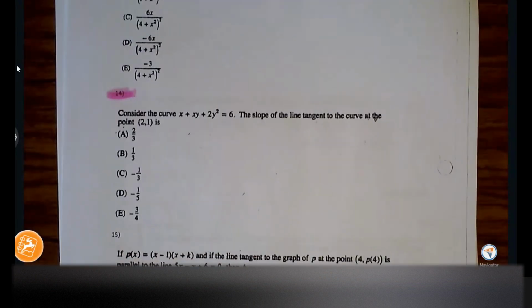14 says, consider the curve x plus xy plus 2y squared equals 6. The slope of the line tangent at the point (2, 1) is. So basically, we're just going to find the derivative and then plug in the value to get from a derivative to a slope. Okay, so I'll put this on a separate page here with the problems written out.